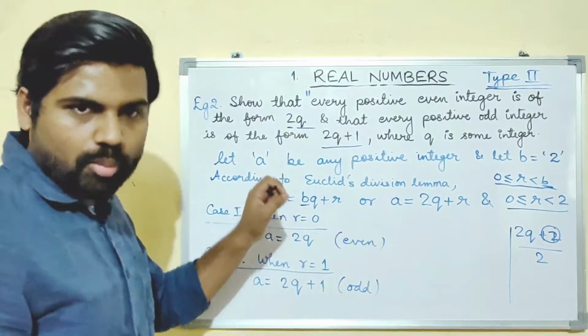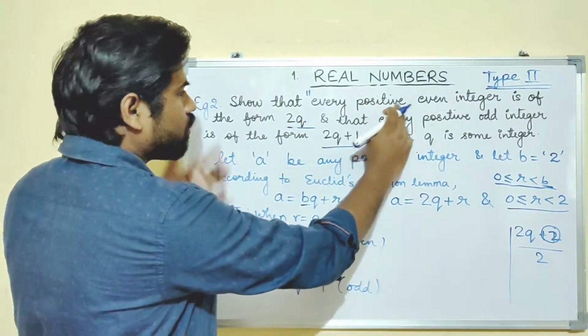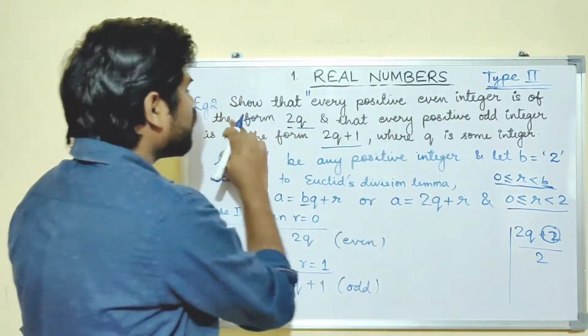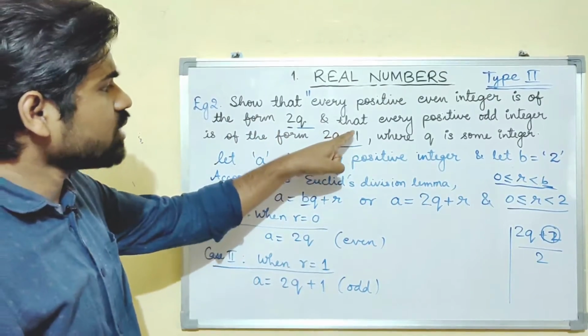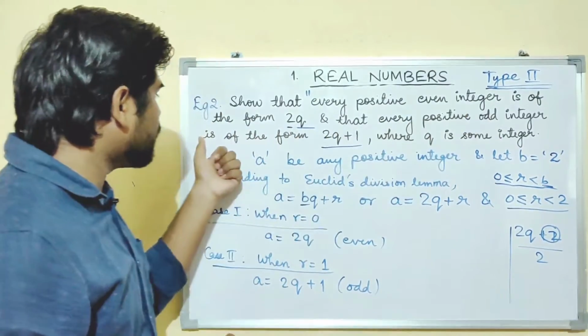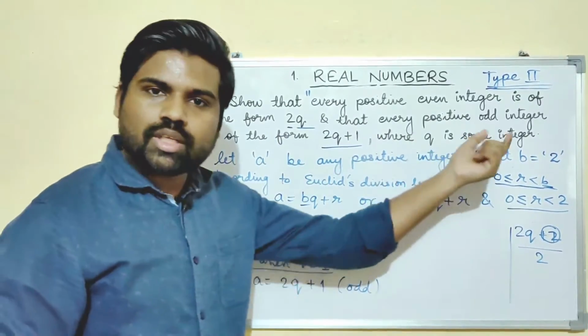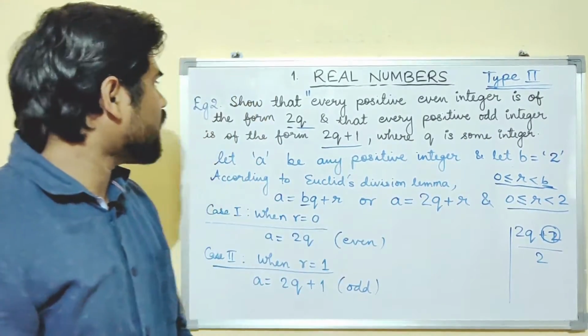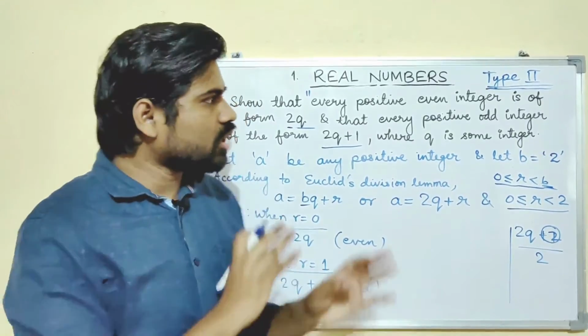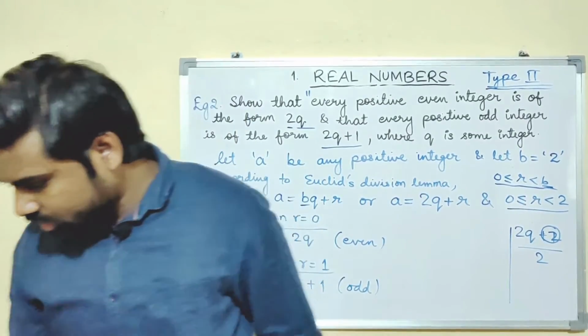So we'll conclude the question by writing in the end, because there is no space left here. You will write in your copy: every positive even integer is of the form 2q and every positive odd integer is of the form 2q plus 1, where q is some integer. Now let us see your example 3, which is a similar type of question. Let me just rub it for you.